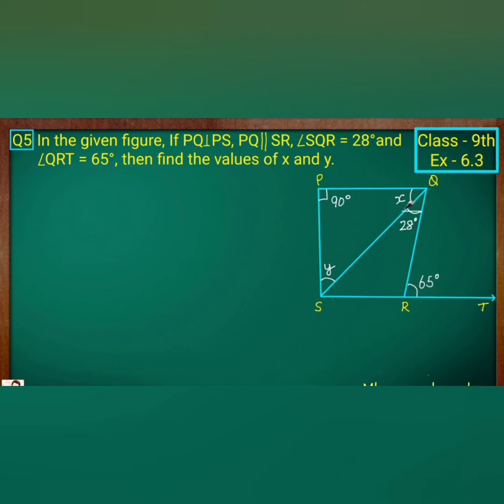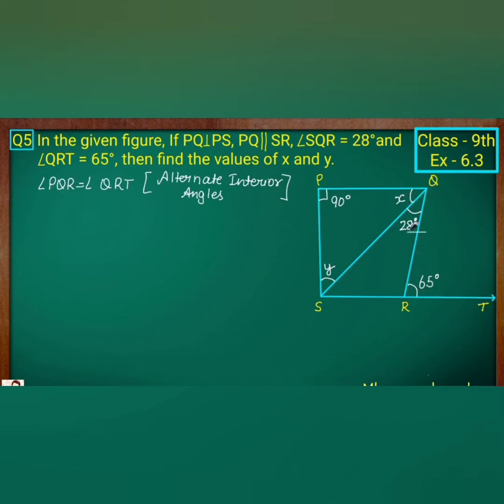So in a transversal, alternate angles are equal. So angle PQR equal to angle QRT. Angle PQR and angle QRT both are alternate angles. So you can say that angle PQR equal to angle QRT. Both will be equal because both angles are alternate angles. So just mention the condition, alternate interior angles. Okay. So first part over.